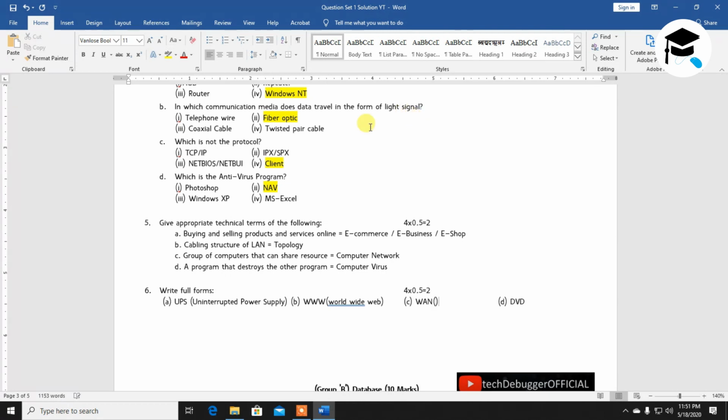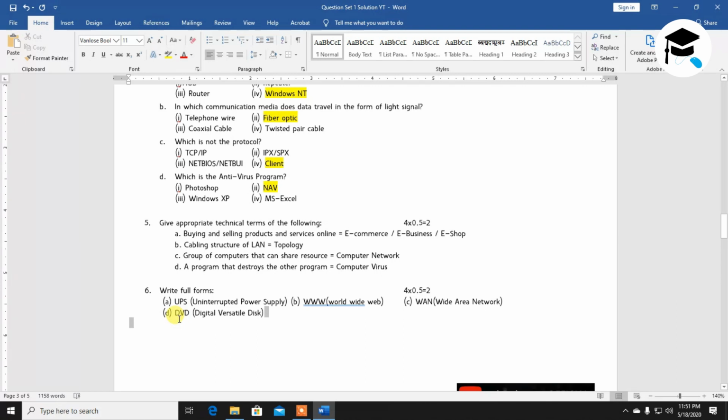Similarly, WAN, it's wide area network. These are very easy, I think. Similarly, last number, you can write digital versatile disk. Okay, DVD normally approximately 3.8 or 4 GB data can be saved here.